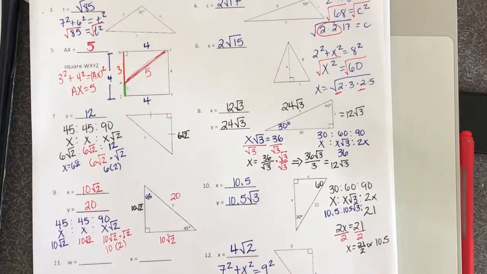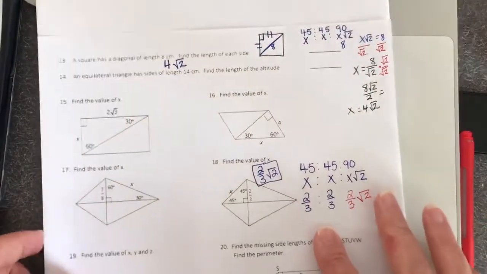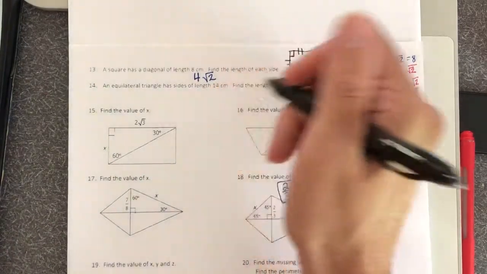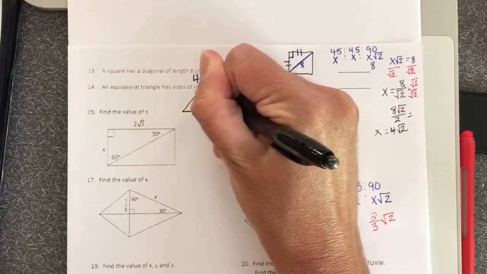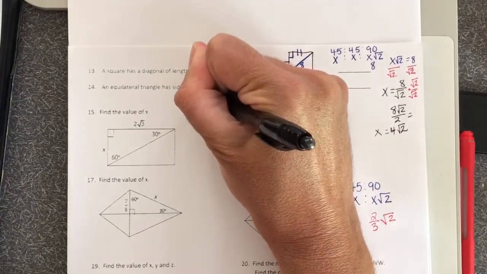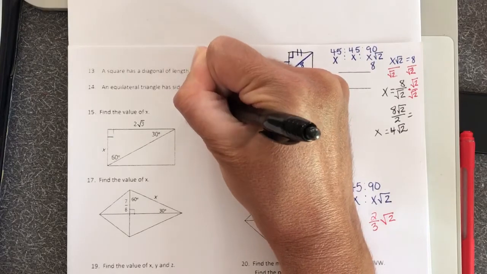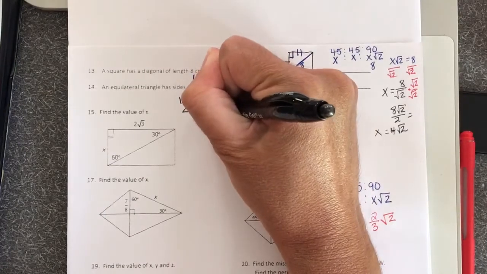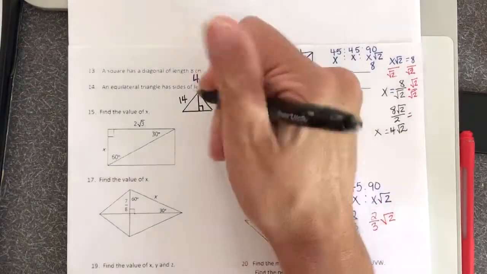So now let's take a look at numbers 14 through 17. So 14 says an equilateral triangle has a side length of 14. Find the length of the altitude. So we know that this length is 14. The altitude is the height of the triangle. So when you drop down a perpendicular segment, it creates that right angle, and that's your altitude, and that's what you're trying to find.